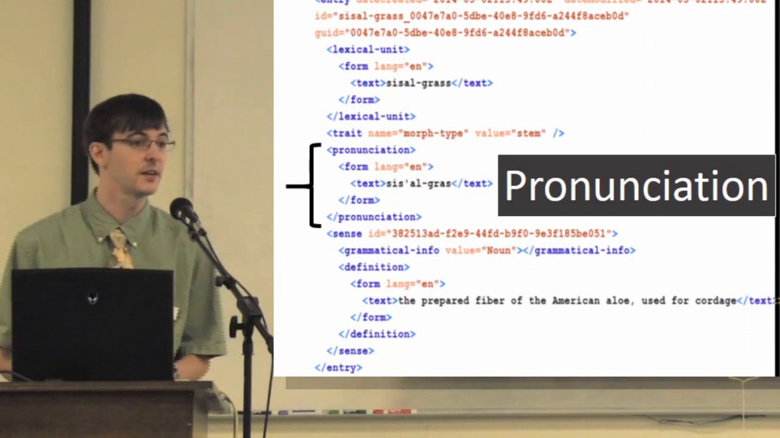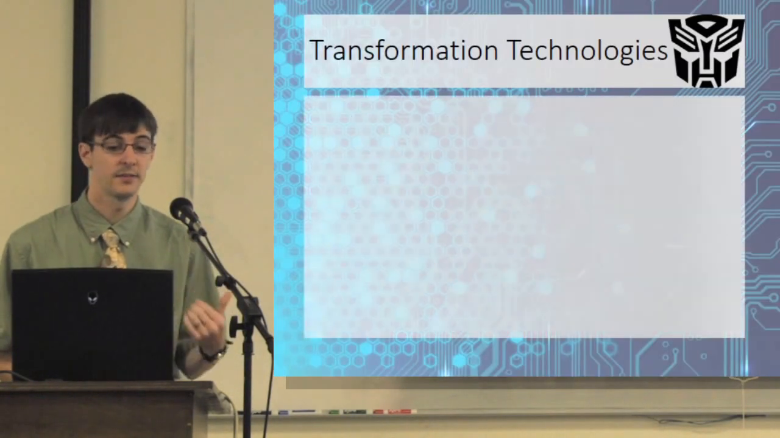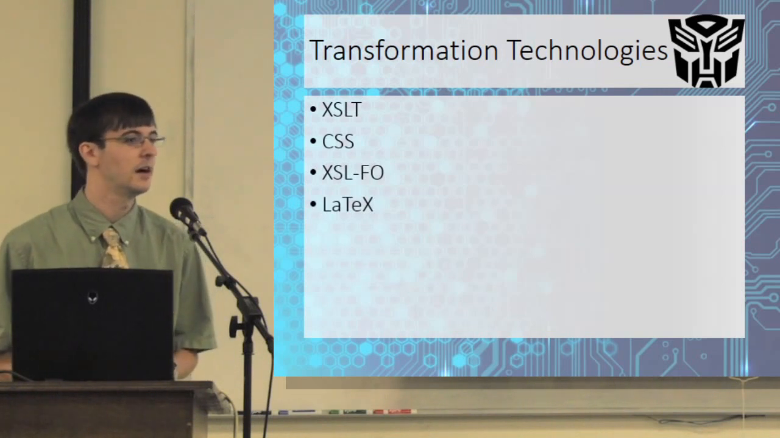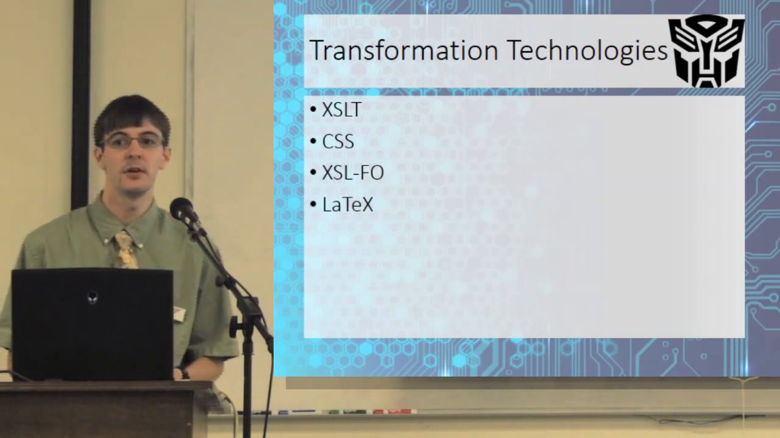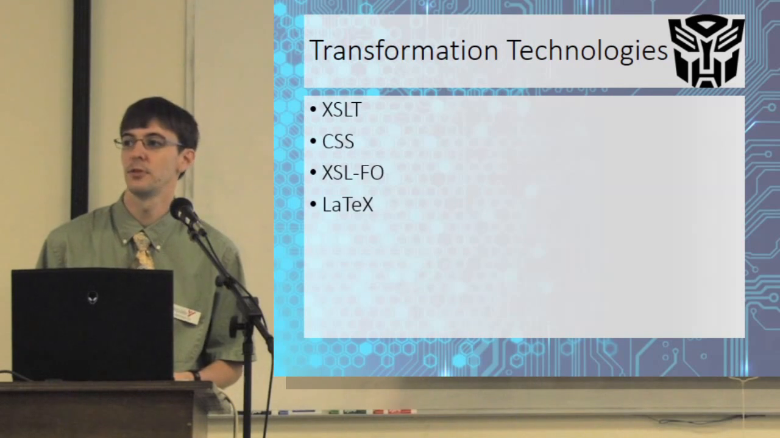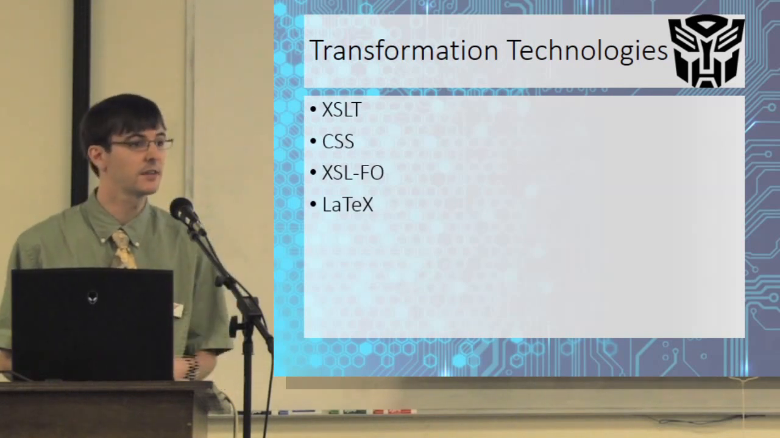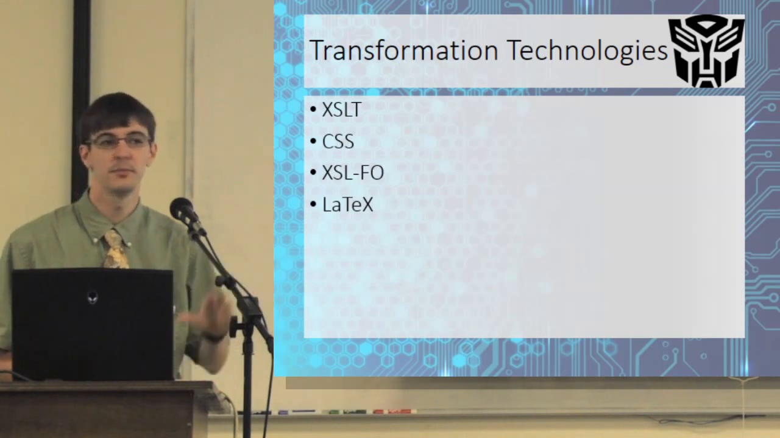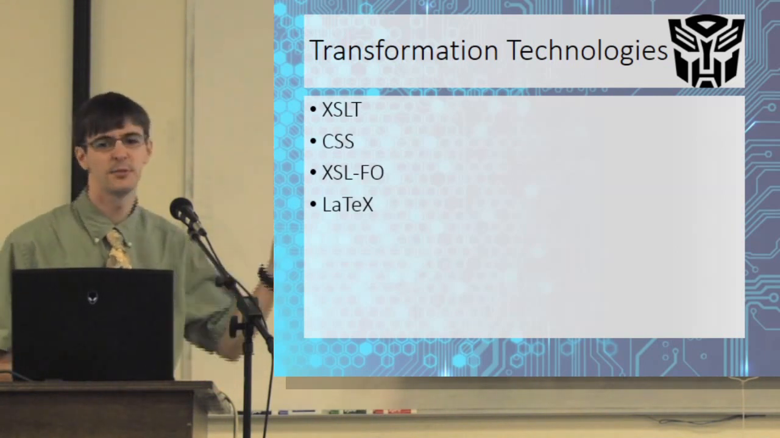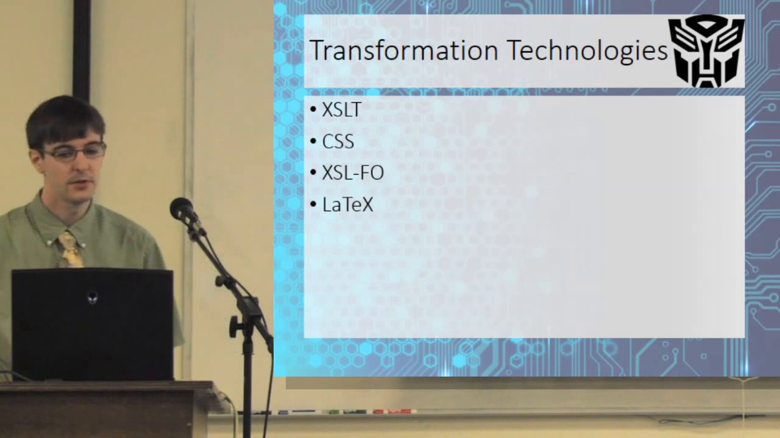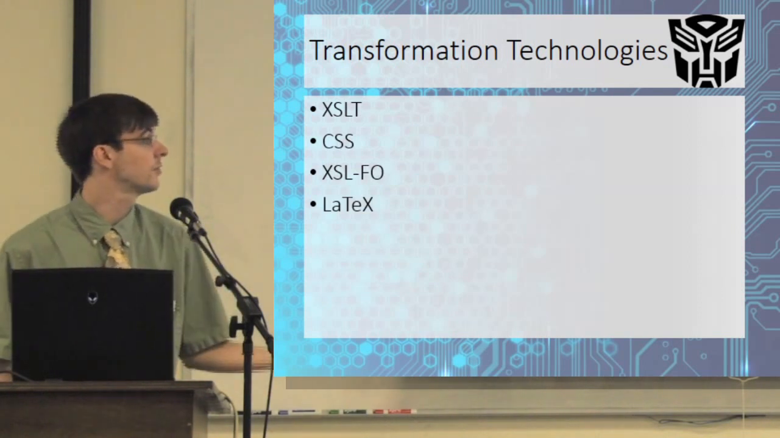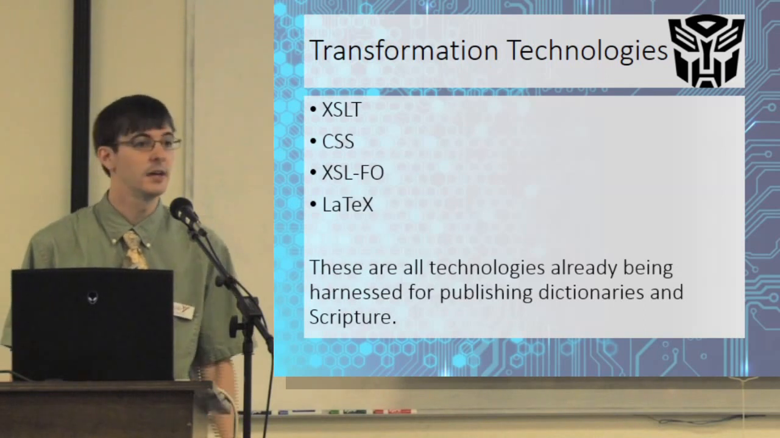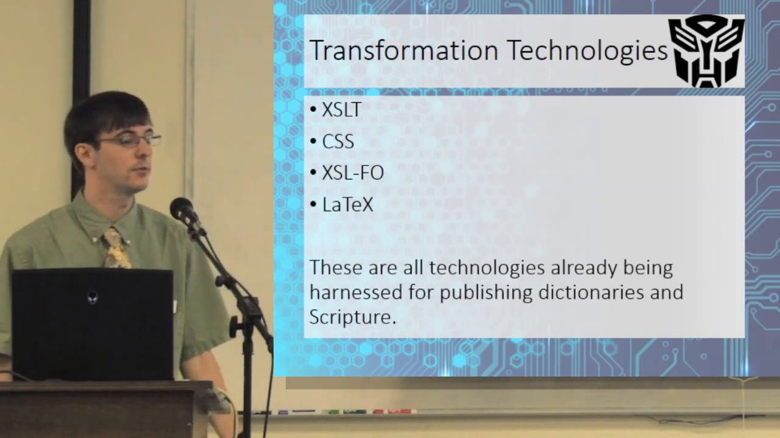There are transformation technologies: XSLT, CSS, XSL-FO, and LaTeX. They do different things, but they can all be used to transform XML data or display XML data in a different way. I guess CSS is not technically a transformation, but it's more of a style sheet, but it's related. So these are all technologies that are already being harnessed for publishing dictionaries and scripture. All of that is being used in different ways.